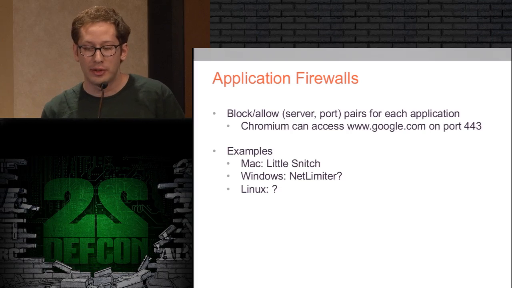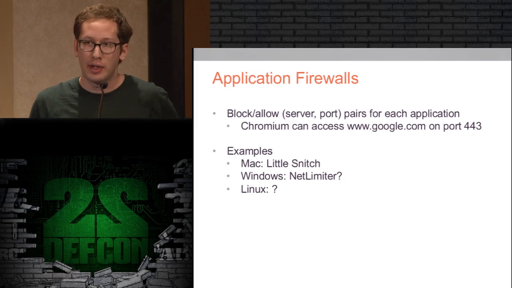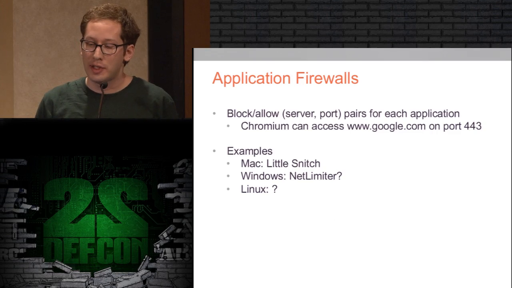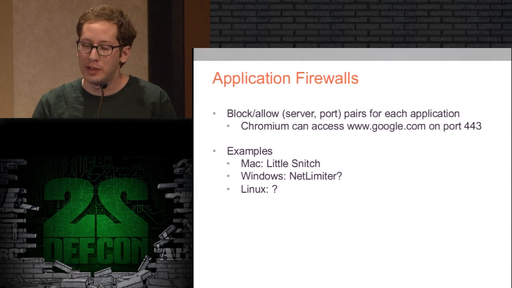Application firewalls are an interesting tool. So the idea is you can block or allow traffic based on server port pairs per application. So you can say, this application can access this server and this port. So if another application tries to do the same thing, you'll get a pop-up. So example, Chromium can access Google on port 443 for HTTPS. Little Snitch is a popular way of doing this for Mac. It's a commercial product. Windows, I think NetLimiter is one that does the same thing.